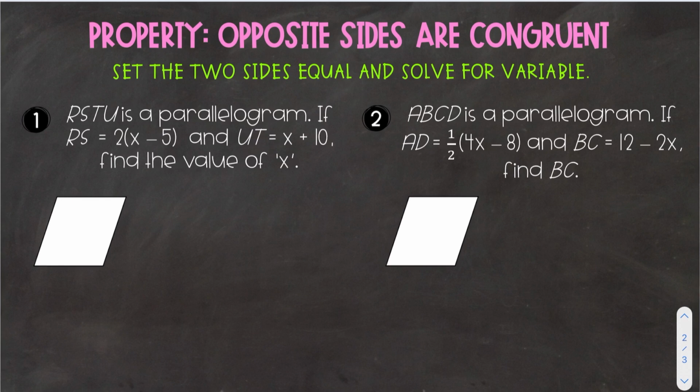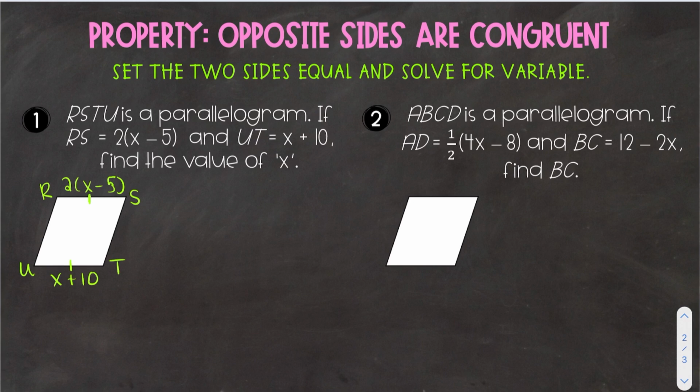It says RSTU is a parallelogram. So what I like to do is start at the top left and label it clockwise. So RSTU. It doesn't matter which corner you start at as long as you go clockwise. It says if RS equals 2x minus 5, so that is this side. So I'm going to label it 2x minus 5. And UT, which is the opposite side, is x plus 10.